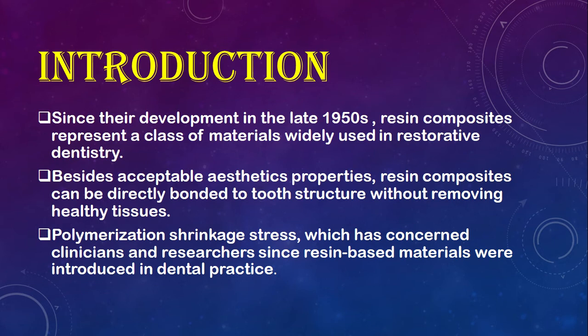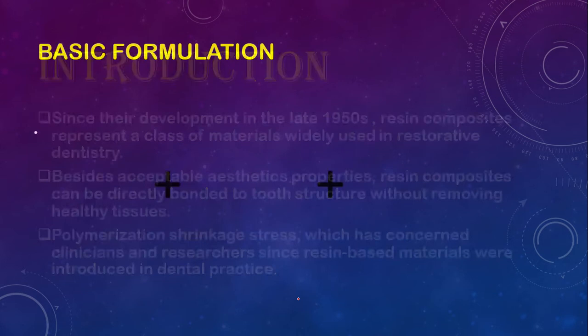The most universally used direct tooth-colored restorative material, introduced by R.L. Bowen, is the composite resin, which is widely used in restorative dentistry. It has acceptable aesthetics and it can be directly bonded to the tooth structure without removing much of the healthy tissue. But polymerization shrinkage stress has concerned clinicians and researchers since composites were introduced into dental practice.